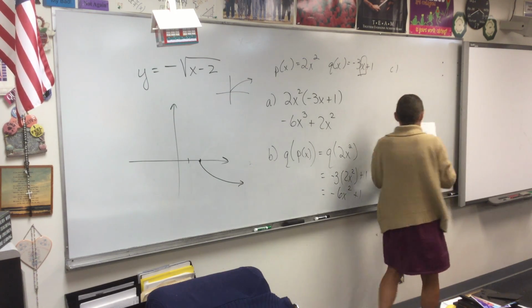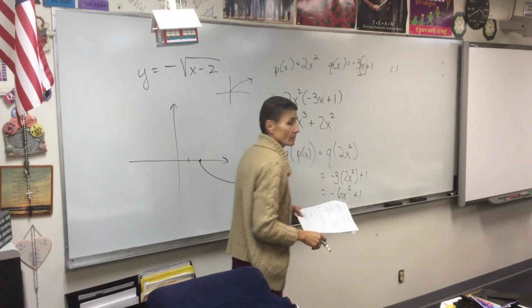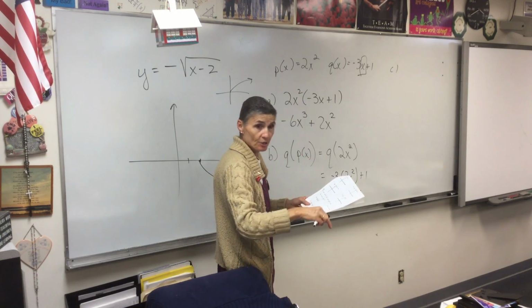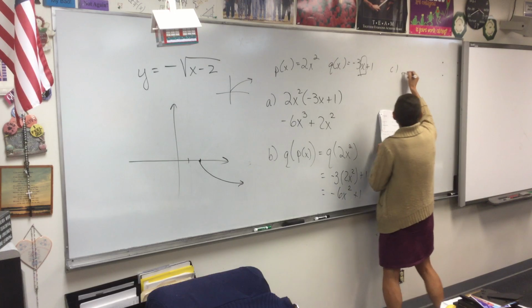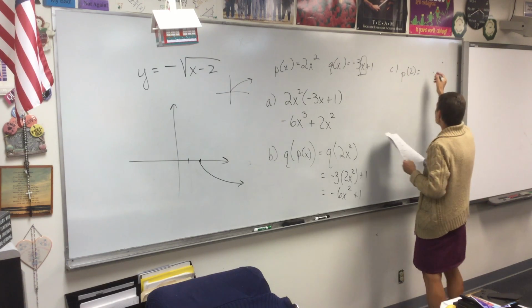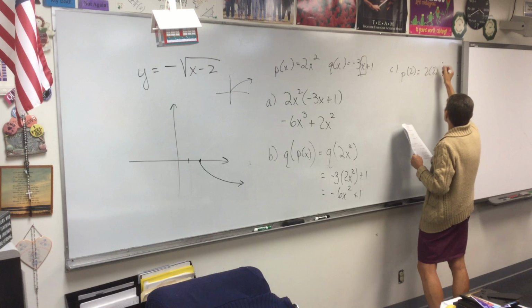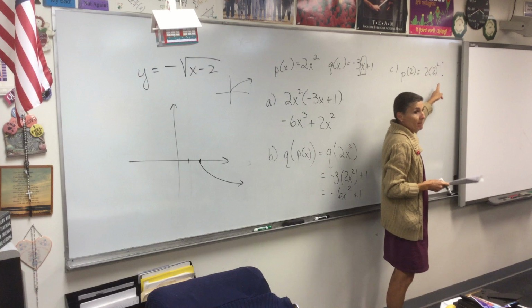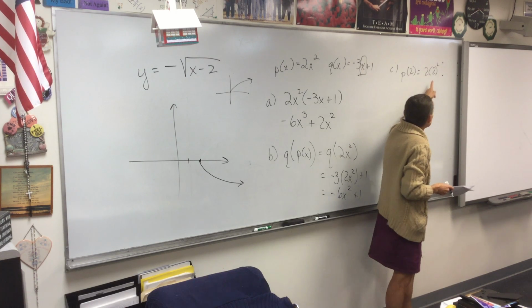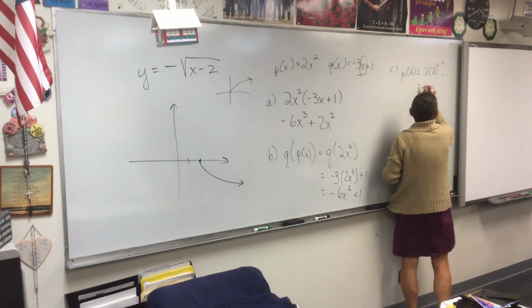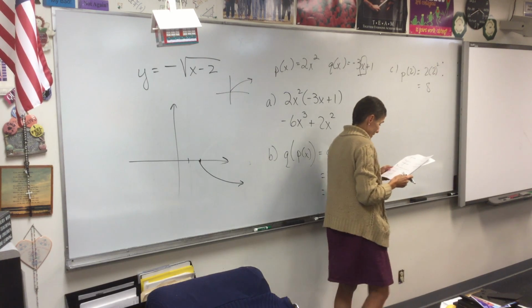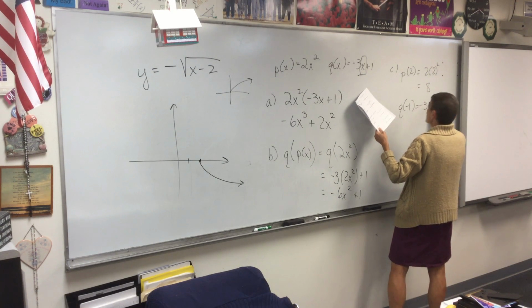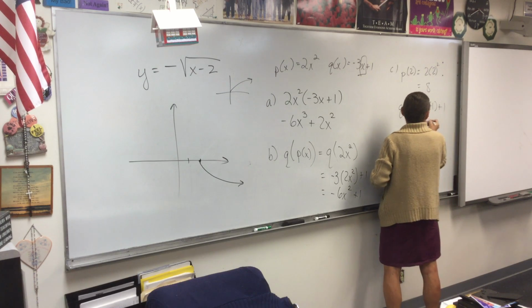All right, what about C? P of 2 plus Q of negative 1. We need to put 2 into P and negative 1 into Q, right? Yep. So here we go. P of 2. Put 2 into P. Now be careful. What do I do first? 2 squared. Exactly. PEMDAS. Exponents come first. So that's 4 times 2, that's 8. And then Q of negative 1 would be 3 plus 1, 4.